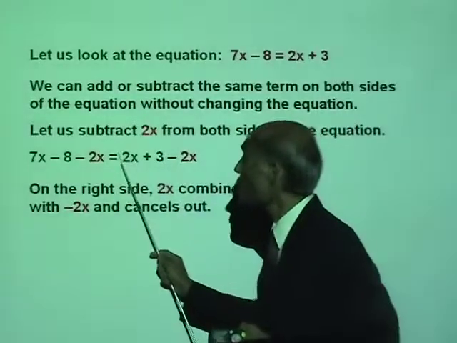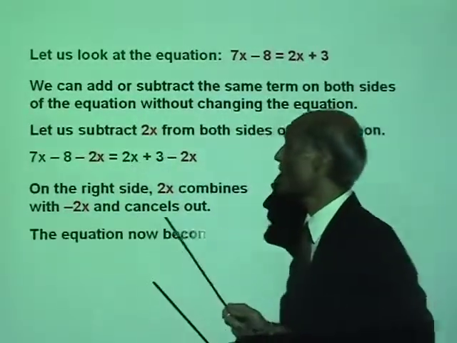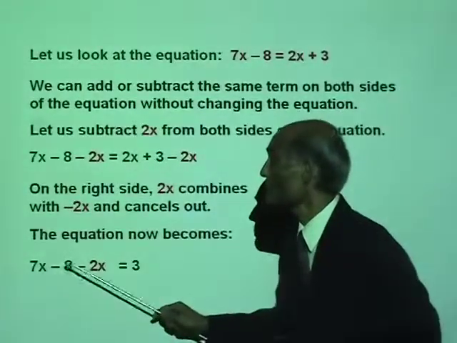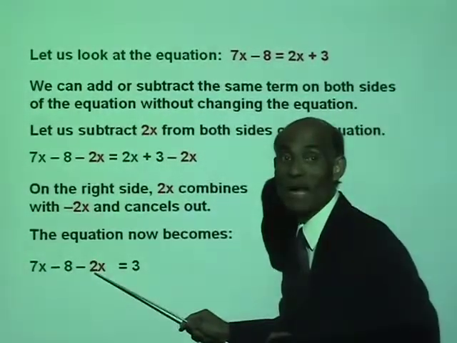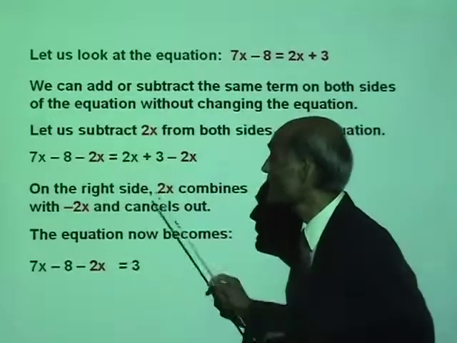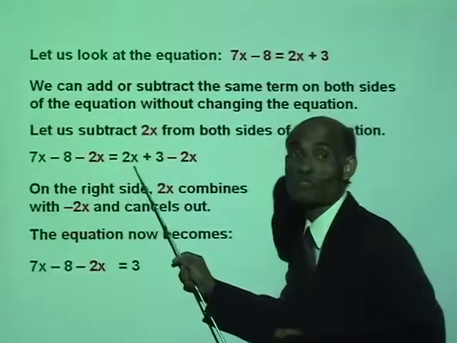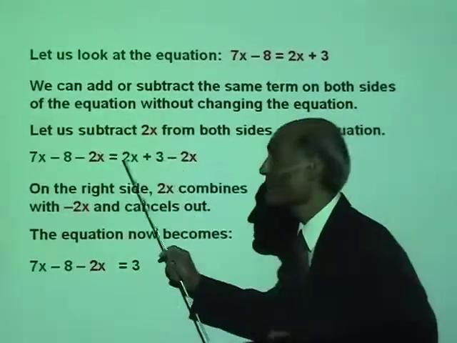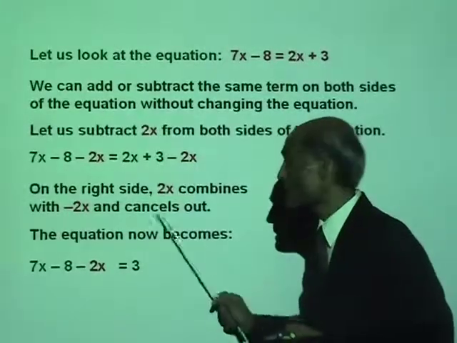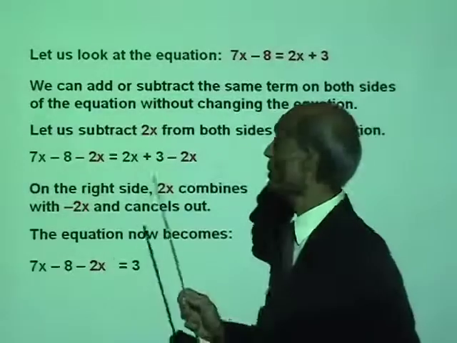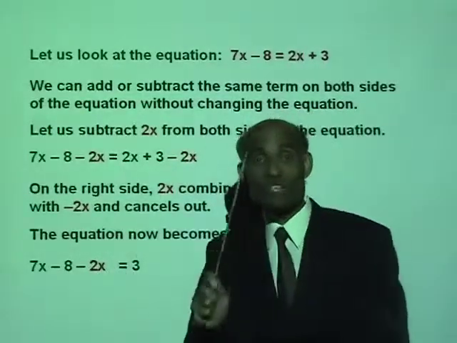So what is the right hand side of the equation now? The equation now becomes 7x minus 8 minus 2x, that is the left hand side, equal to 3, because this positive 2x combining with the negative 2x have cancelled. The right hand side is now a 3. Now, what happened? I want you to watch this carefully.